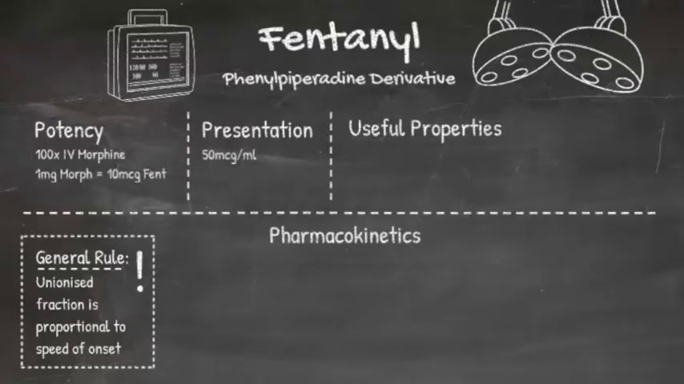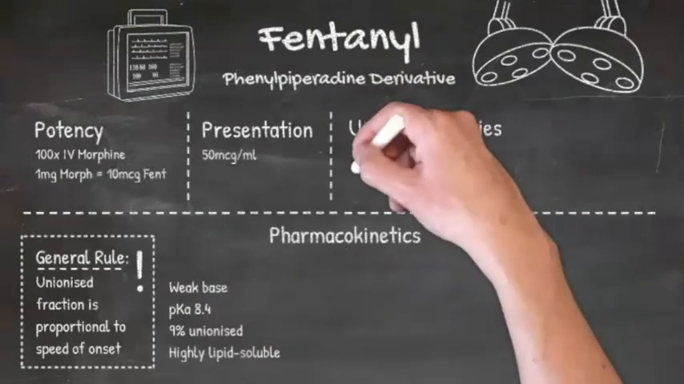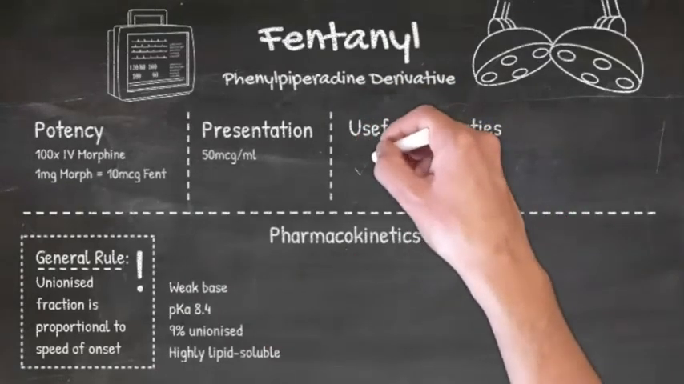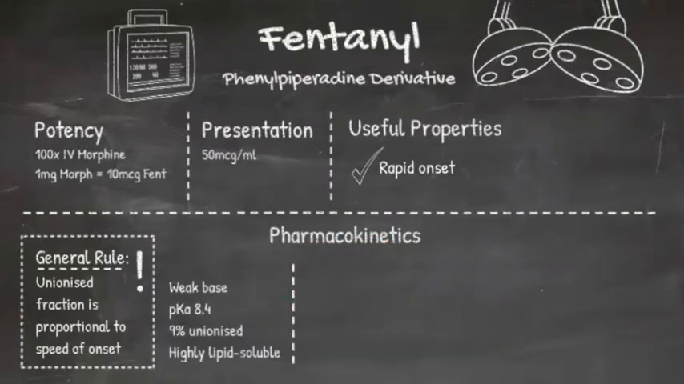However, despite being only 9% unionized at a pH of 7.4, fentanyl has a reasonably rapid onset, from about a minute after IV injection, with peak effect at around 2 to 3 minutes. This is because it's very lipid soluble and so crosses the blood-brain barrier very easily.